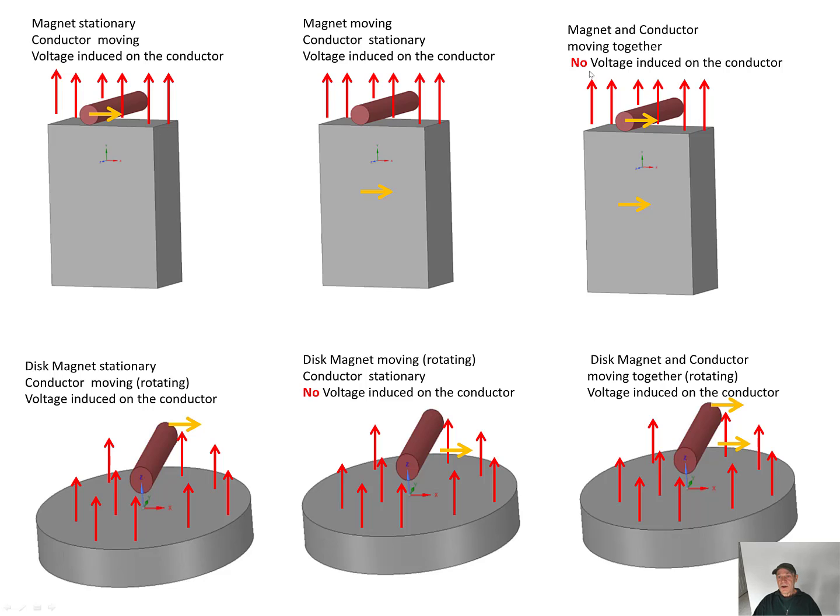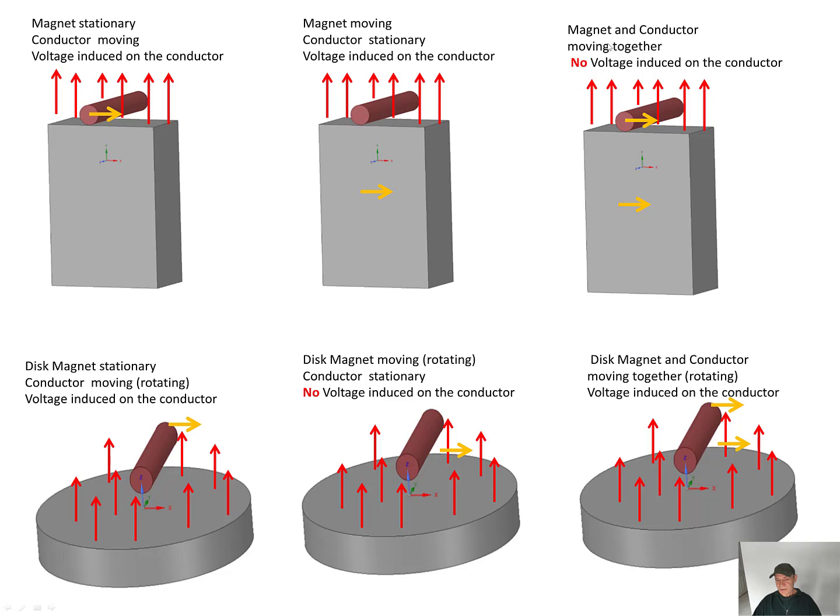Now comparing to the disc magnet stationary and the conductor moving, rotating, voltage induced on the conductor. This is the same as the bar magnet. But on the other two cases, they're different. The disc magnet moving, rotating, conductor stationary, no voltage induced on the conductor. Here, there's a voltage induced. This magnet and conductor moving together, rotating, voltage induced on the conductor. Here, no voltage is induced in the conductor.